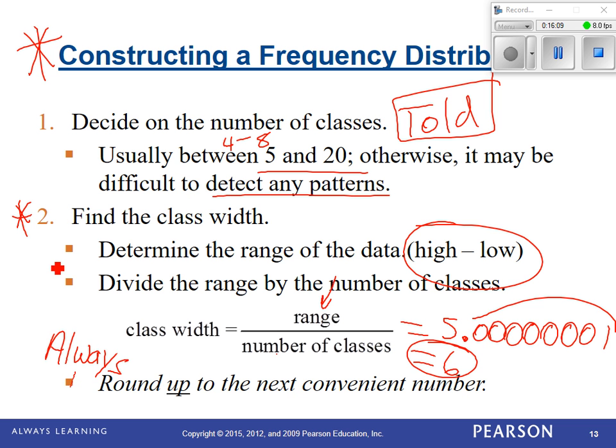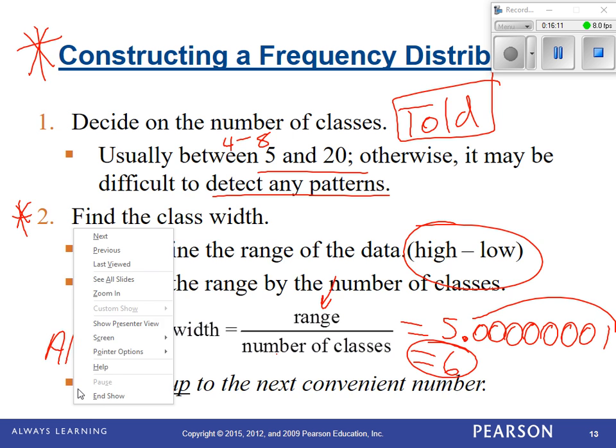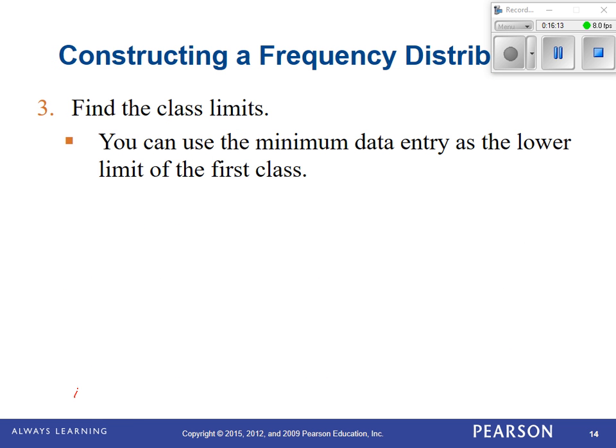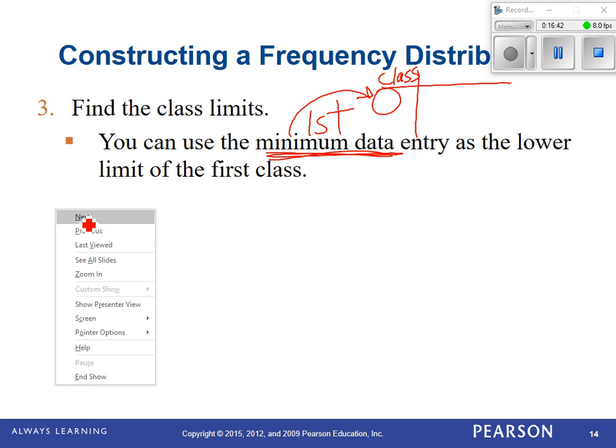Finding this is one of the hardest things. It's not really all that difficult, but then you find the class limits. We're going to talk about this. You can use the minimum data. The minimum data is going to be the first number in your frequency distribution. As we're doing this, our classes are here. This number right here is the minimum data. You find the lowest number in the data, and that's the lower limit of the first class.